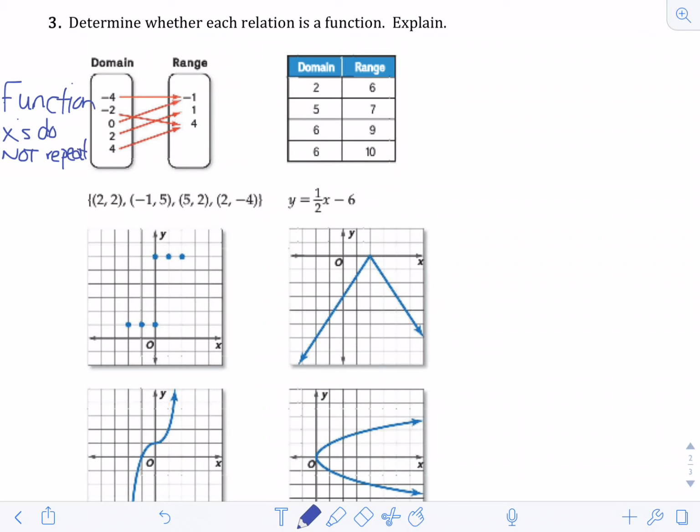Did I just repeat myself? Let me try again. 2, 5, 6, and 6. I did repeat myself. These right here repeated, so this one is not a function. And where it says explain, we will put the x value 6 repeats.